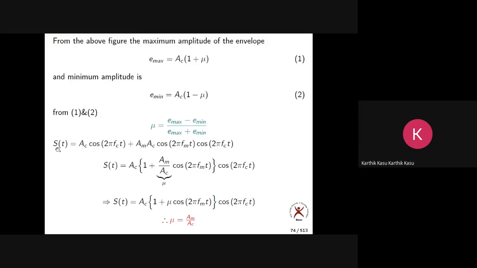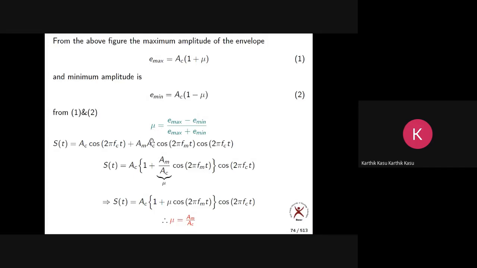Now here, s(t) = Ac cos(2π fc t) + Am Ac cos(2π fm t) cos(2π fc t). Now you can take Ac common. What are you left with in this term? If you take Ac common, you are left with Ac [1 + (Am/Ac) cos(2π fm t)] cos(2π fc t). So Am/Ac is nothing but mu. Here there is no Ka.